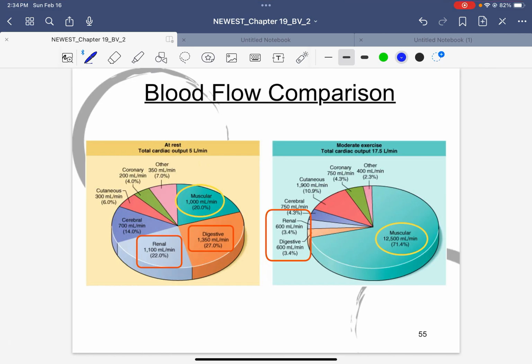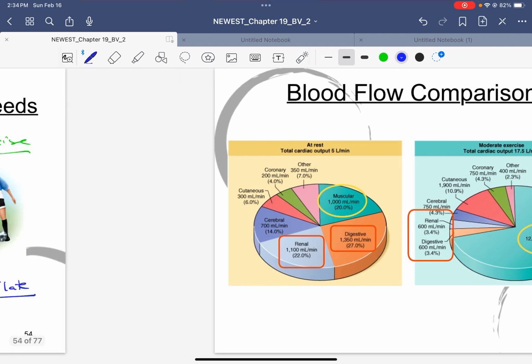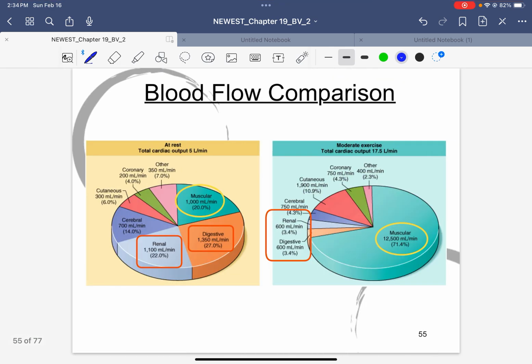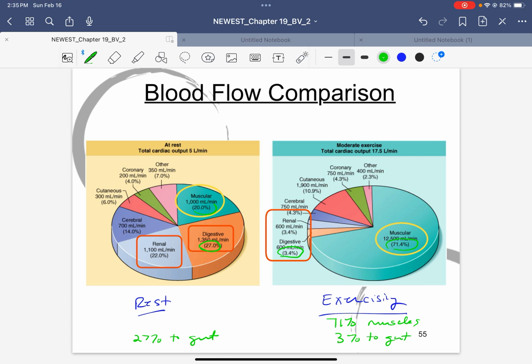You don't have to know these percentages, but I wanted to show you to what extent we can do this. So we have our same examples when we're at rest and when we're exercising. I want you to see to what extent. When we're exercising, look, 71% of my blood goes to muscles. When I'm exercising, what goes to my digestive tract? 3% to my gut. That is huge. What is it like at rest? At rest, 27% to my GI tract, and only 20% to muscles.